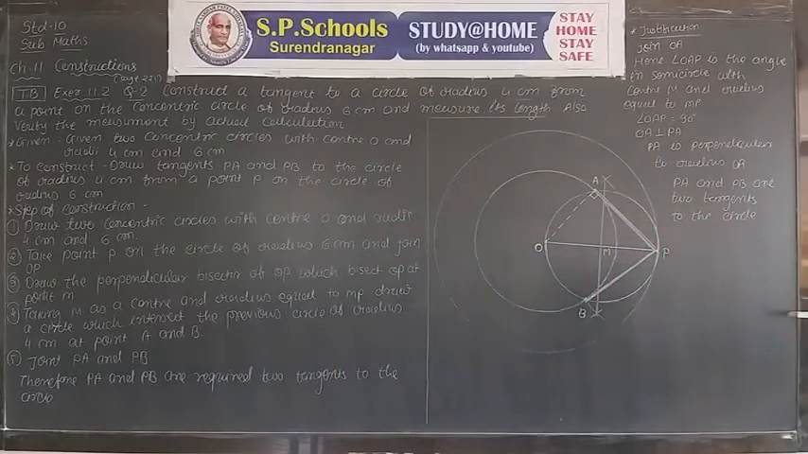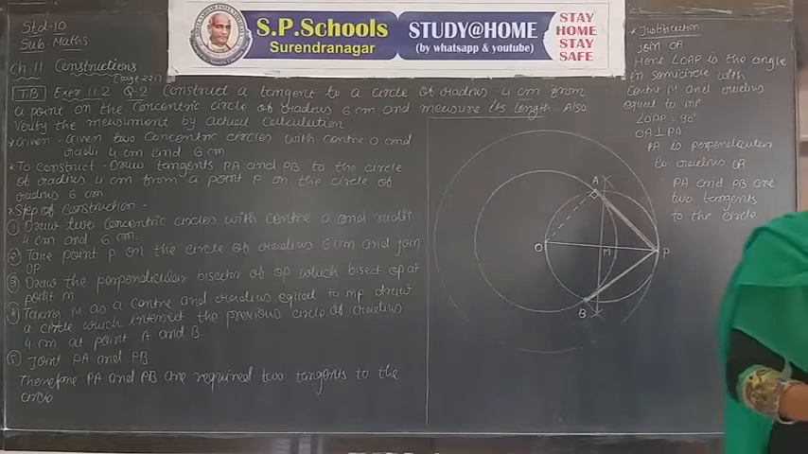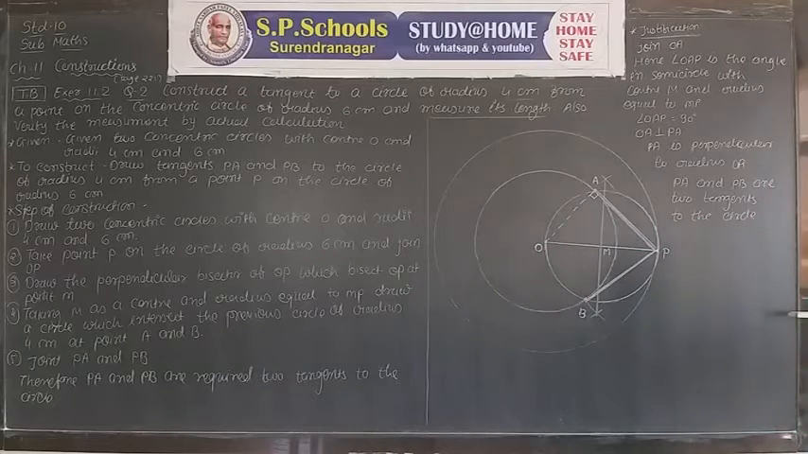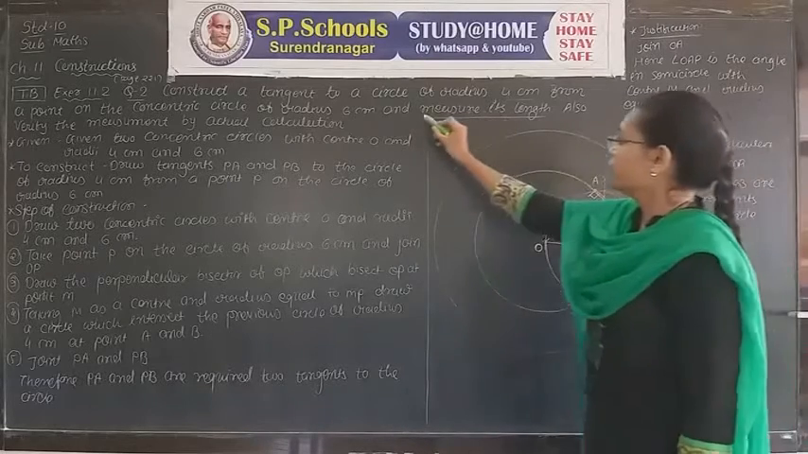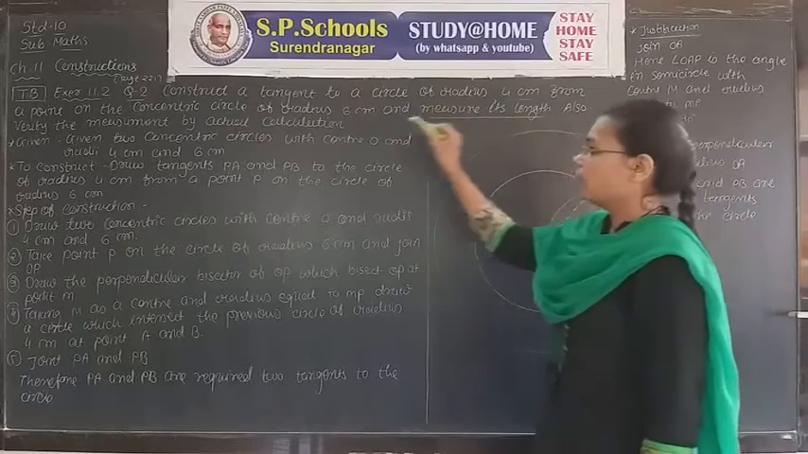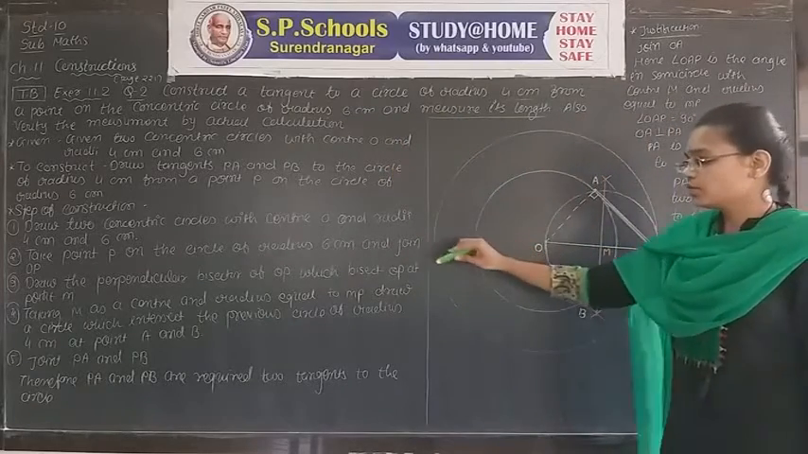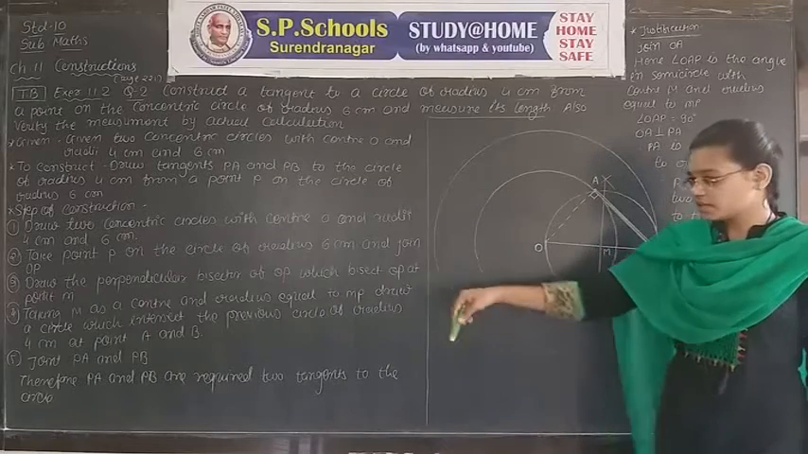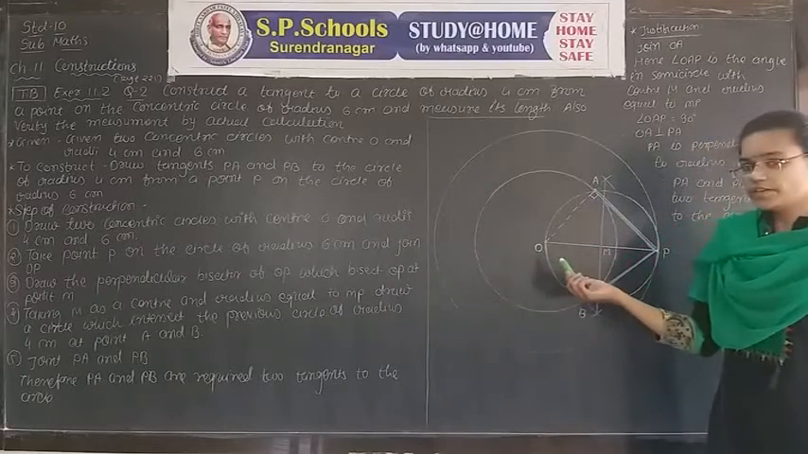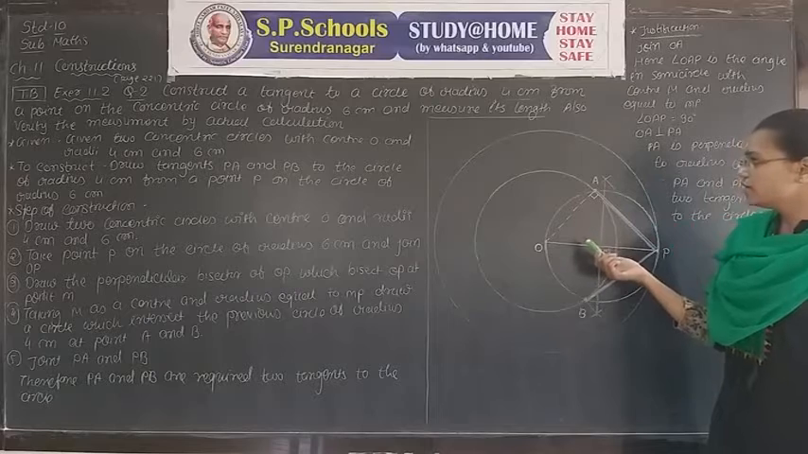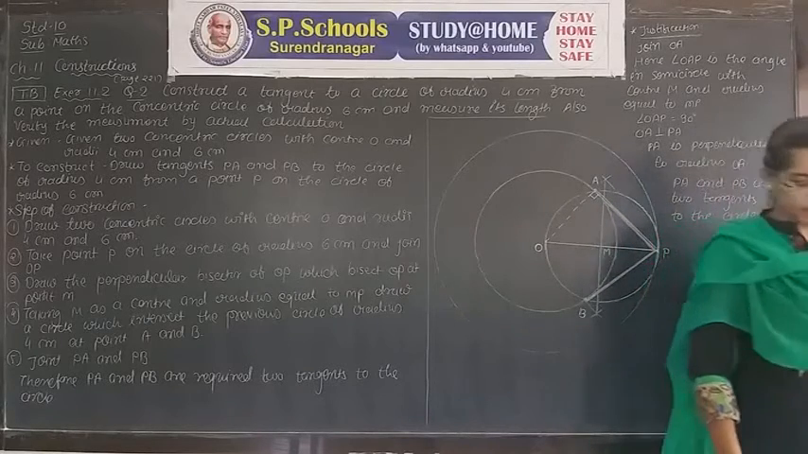From your textbook, the construction of 11.2 is completed. Construction 11.2 has one calculation of measuring length and also verifying the measurement by actual calculation. Because of space problems, we will discuss the measurement of the length of the tangents and its actual calculation now.